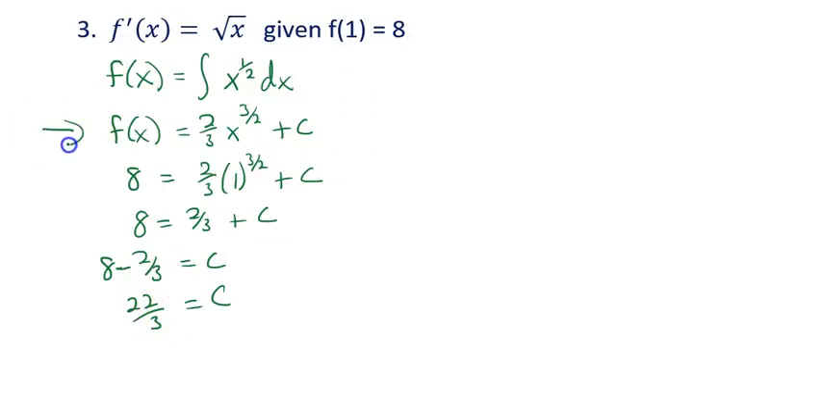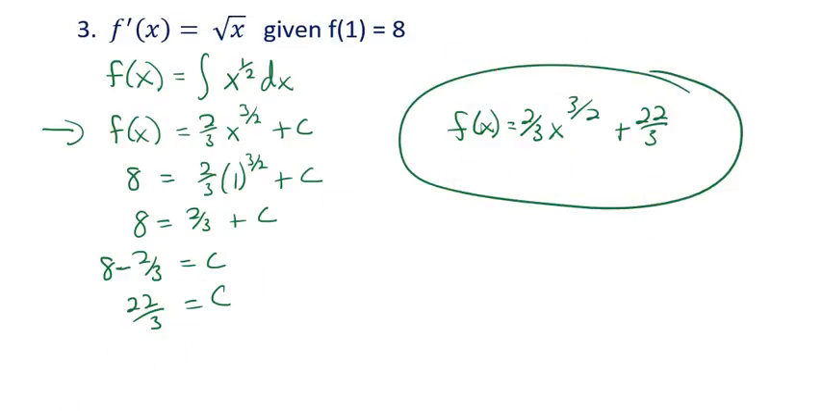And my original equation is right here, so I'm going to plug this c in. So I have 2/3 x to the 3/2 plus 22/3. And so that is the answer for number 3. And hopefully if you paused and tried it on your own, you were correct.